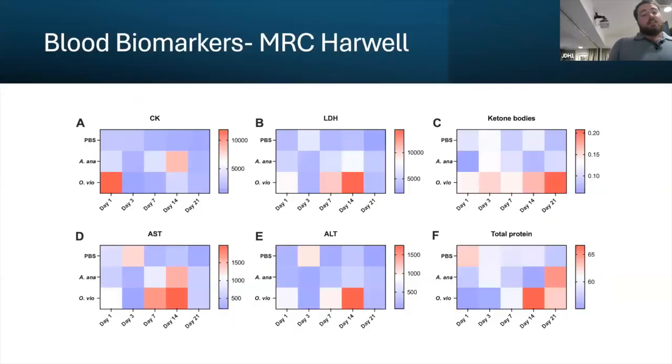Yeah, so far, and then, sorry, we did some blood biomarkers. When we dissected the mice, we also did cardiac puncture and collected the serum and then sent that off for analysis. So we see very elevated creatine kinase levels at day one with Omophilus violiceps, and elevated LDH and general protein markers, mainly from violiceps. The rest don't seem to be having a huge effect.